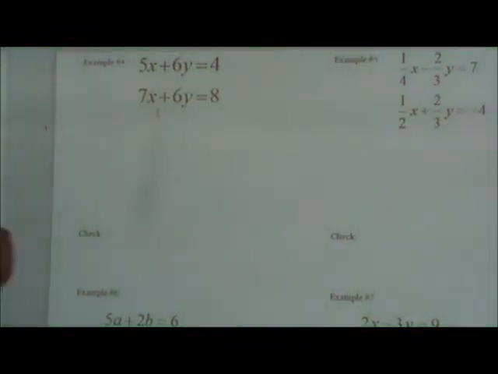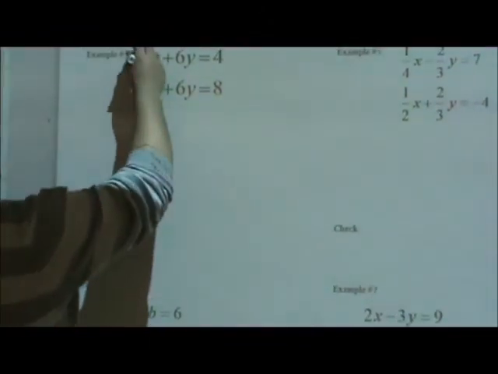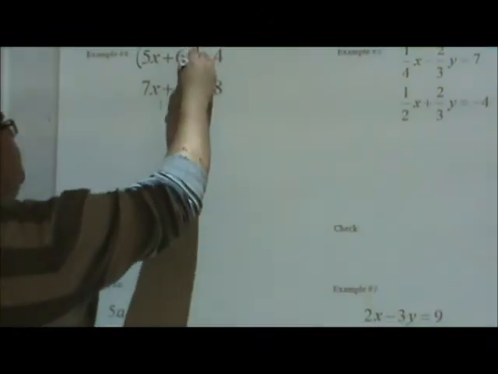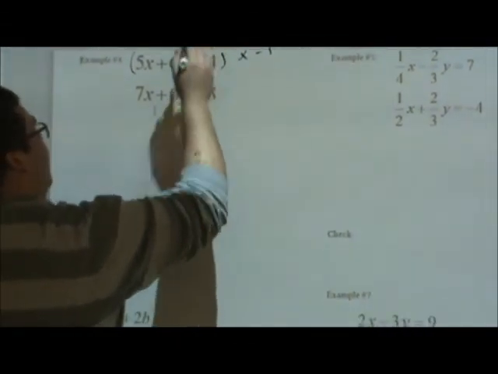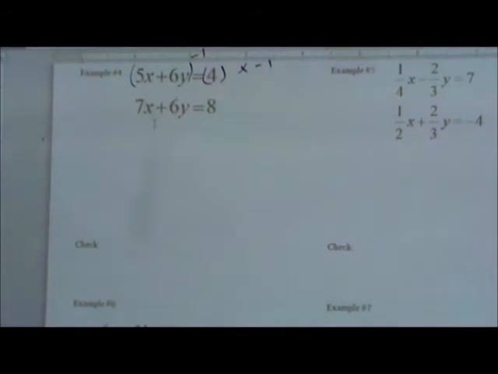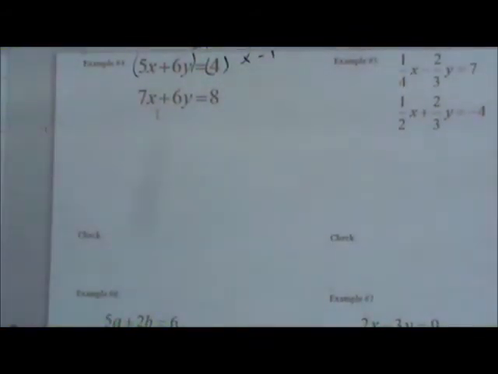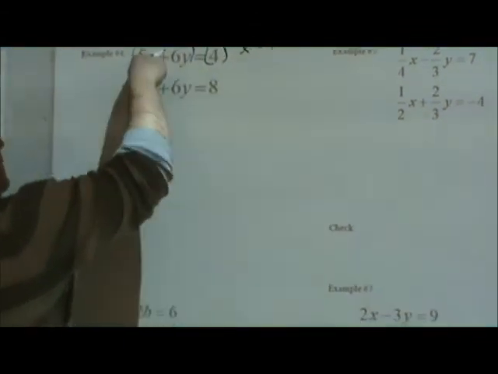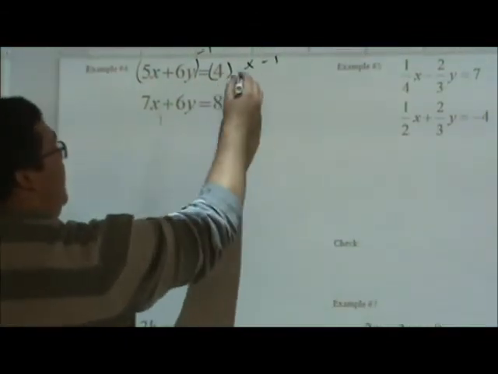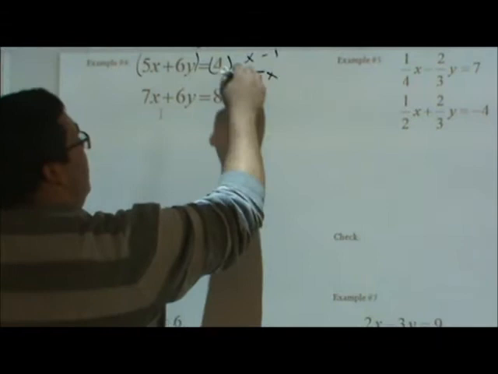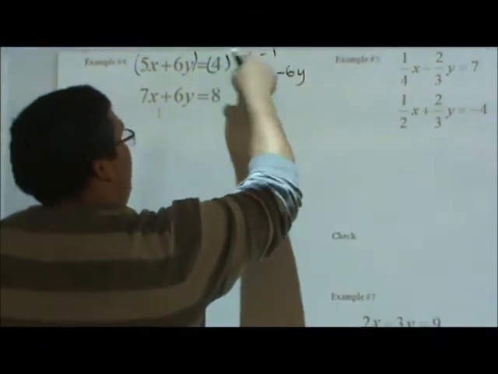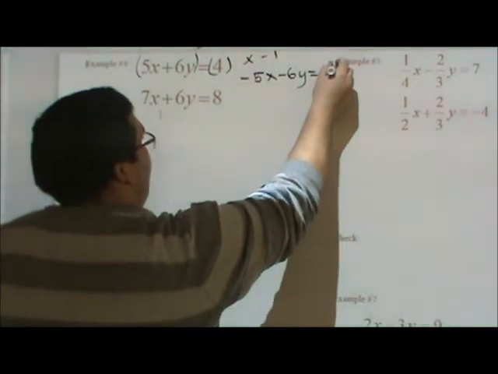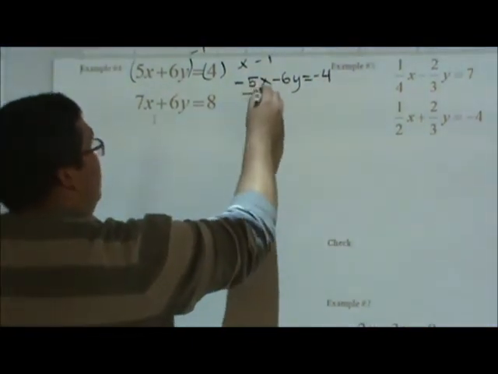What we want to do is multiply one side and then the other side by -1. When you do that, what happens is, well, let's rewrite it. -1 times 5x makes it -5x. -1 times 6y is -6y. And -1 times 4 is -4. I can rewrite my other equation below it.